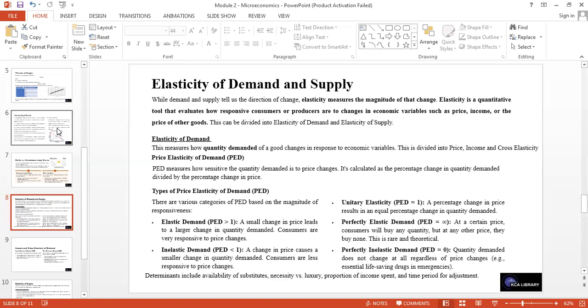And then perfectly elastic demand is where at a certain price, consumers will buy any quantity, but at any other price, they buy none. So this is rare and actually theoretical. And for perfectly inelastic demand, PED is equal to 0, quantity demanded does not change at all, regardless of price changes. An example of this is essential life-saving drugs in emergencies.